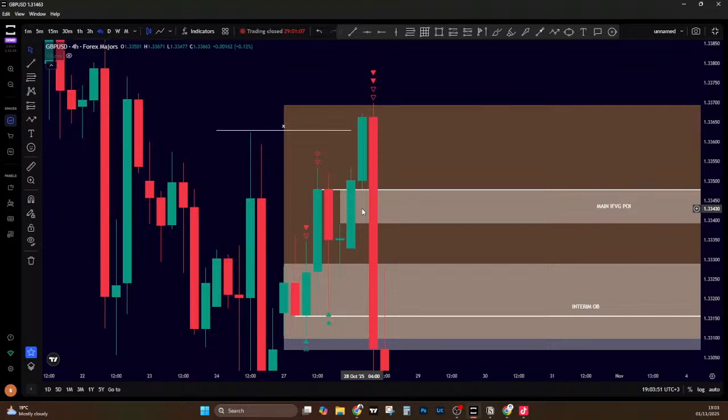and it created another FVG. This is the 4-hour time frame. So it created another FVG. This becomes a crazy area of interest. This is GBPUSD.